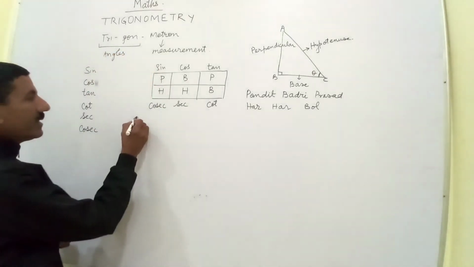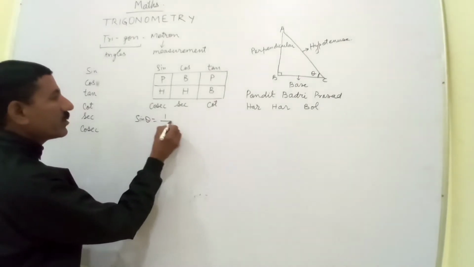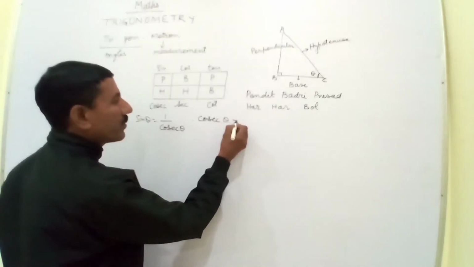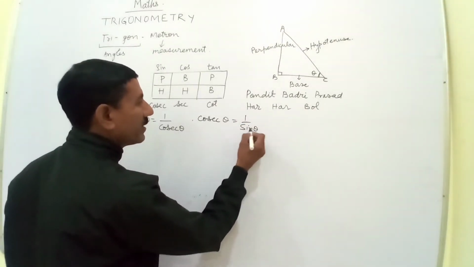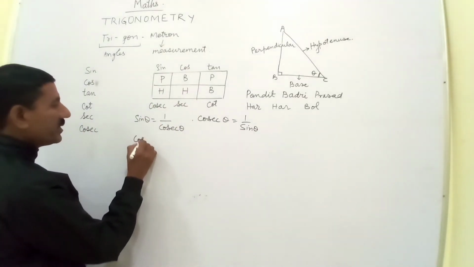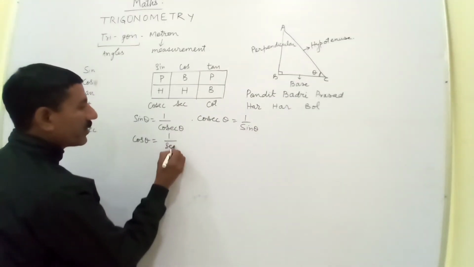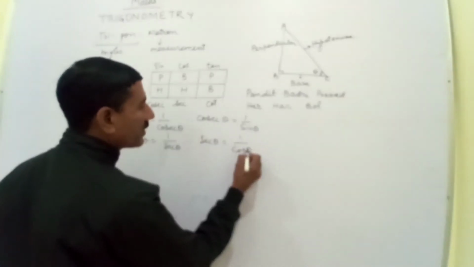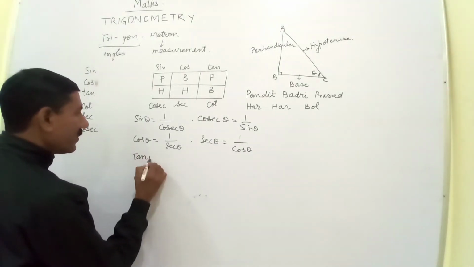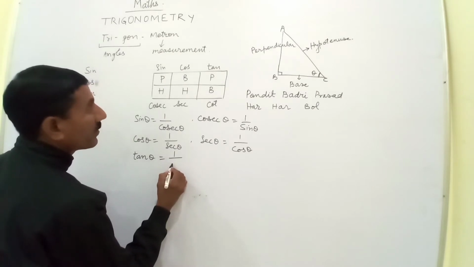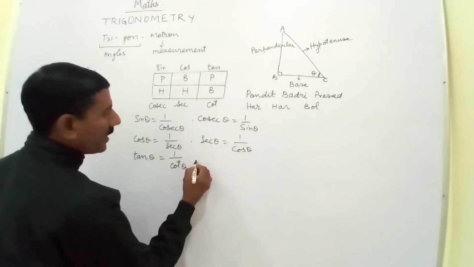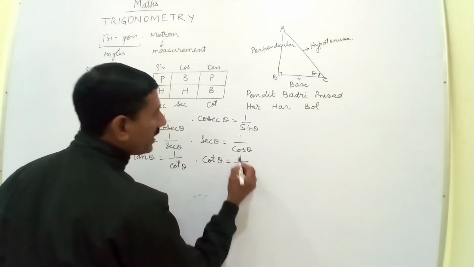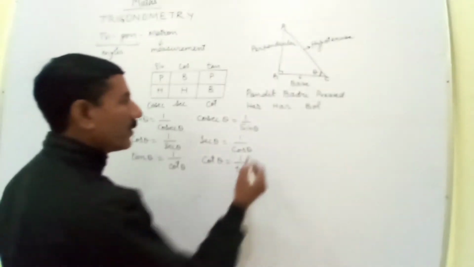It means sine theta is equal to 1 upon cosec theta, and cosec theta is equal to 1 upon sine theta. Second, cos theta is equal to 1 upon sec theta, and sec theta is equal to 1 upon cos theta. Last, tan theta is equal to 1 upon cot theta, and cot theta is equal to 1 upon tan theta. So these are the reciprocal relations.